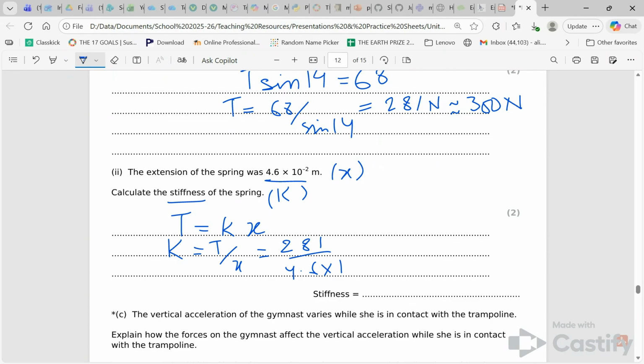And on calculating, I end up getting a value of 6108 newtons per meter for K, or in standard form I can write it as 6.11 times 10 to the power 3 newtons per meter.